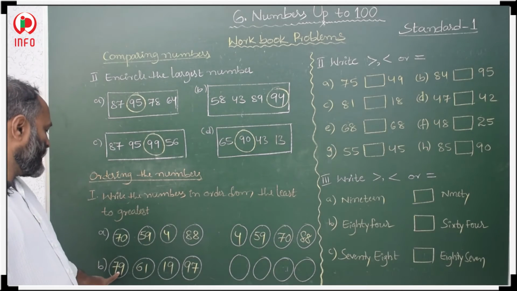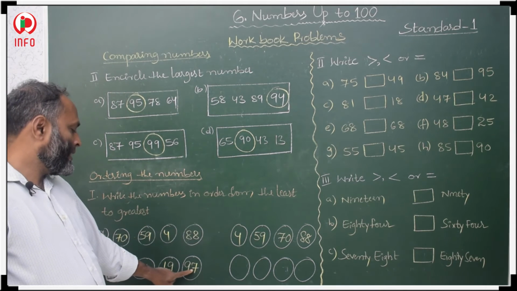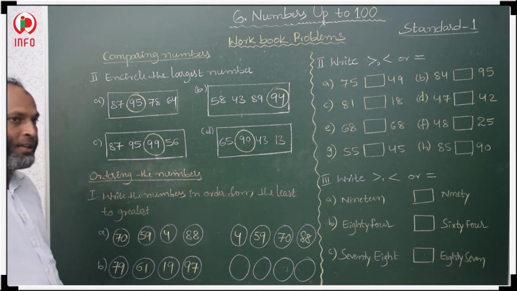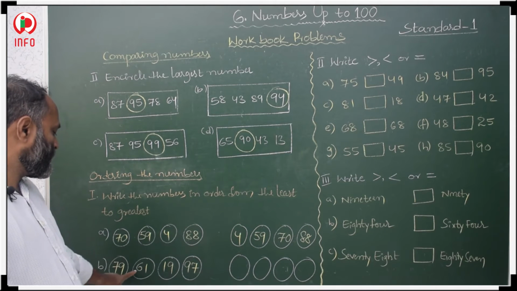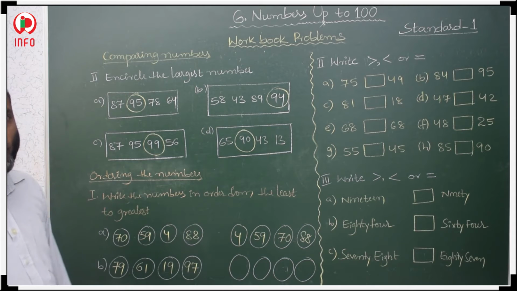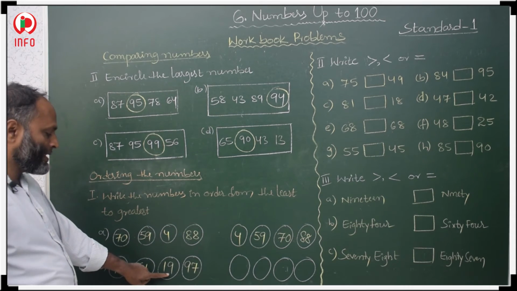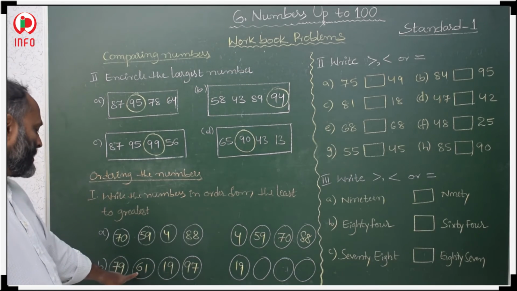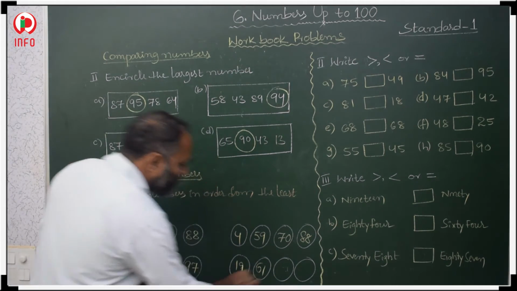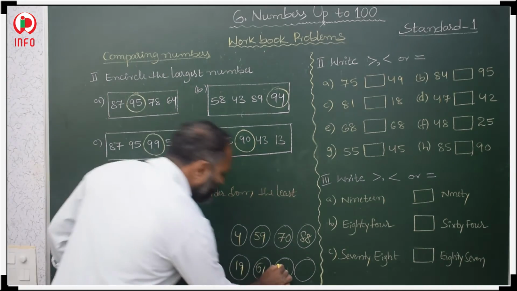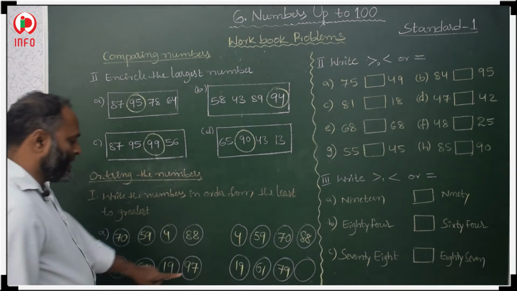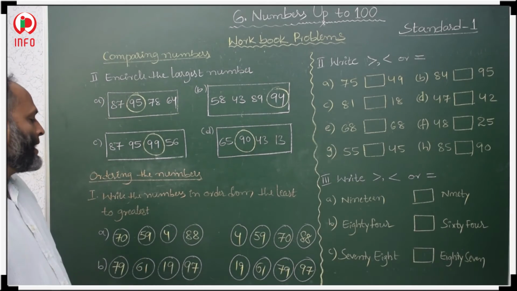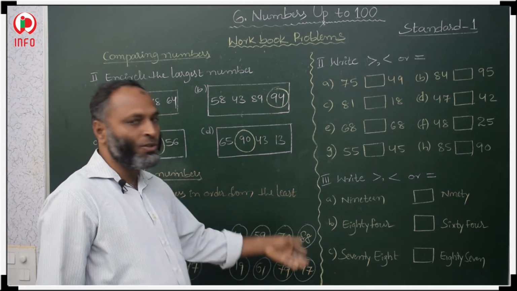Here 79, 61, 19, 97. Now how to write these values from least to highest? You have to check the tens place value. 7, 6, 1, 9. 1 is the least. It means 19 comes first. Then after 1, 6, that is 61. After 6, 7, that is 79. After 7, 9, that is 97. So in this way we have to arrange the numbers from least to highest.